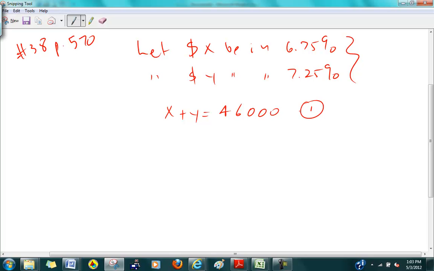Then the interest that he gets out of the X is going to be 6.75 over 100 times X, because that's the percent. That's the amount of dollars he's going to get out of the X amount. You with me on that? And then out of the Y, how much is he going to get, Josh? 7.25 over 100 times Y. And how much does he expect total? 3245. You have two equations with two variables.